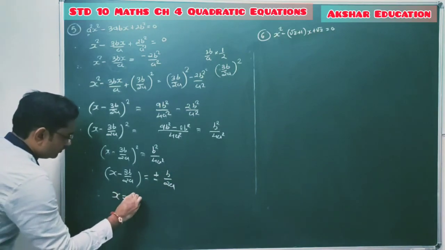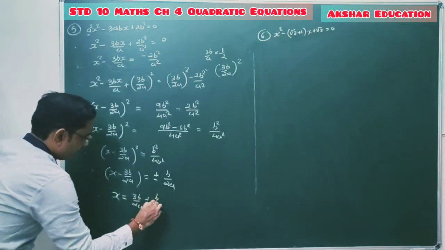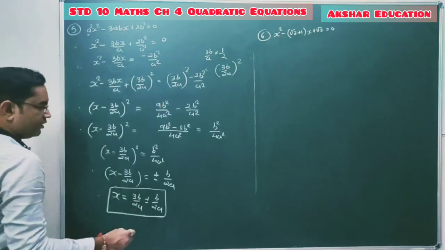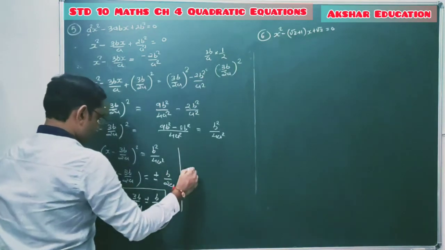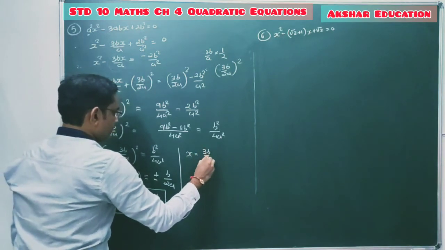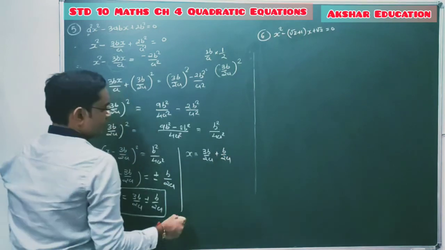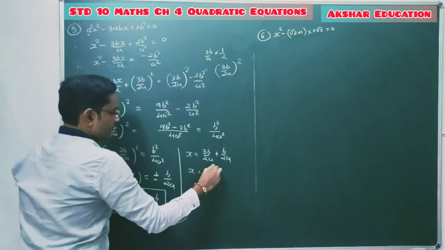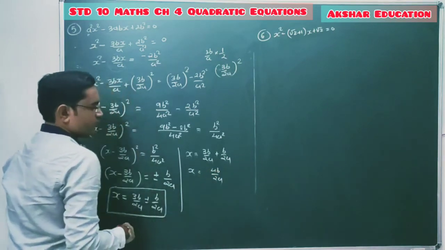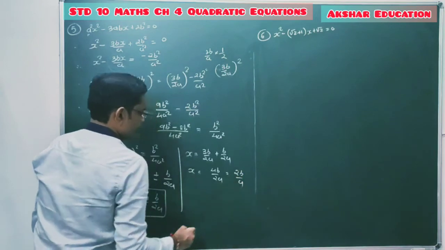So x equals 3b upon 2a plus or minus b upon 2a. Two solutions are there, so we have to write the two values of x. First value of x, consider the plus sign: 3b by 2a plus b by 2a. So 2a is the LCM. So 3b plus b is 4b by 2a, which will be 2b by a.